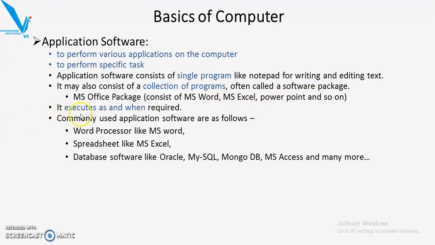Application software executes as and when required. Commonly used application software are as follows: word processor like MS Word, spreadsheet like MS Excel, database software like Oracle, MySQL, MongoDB, MS Access, and many more.